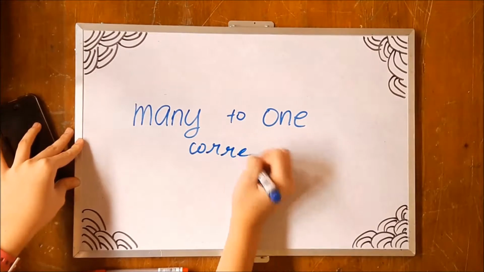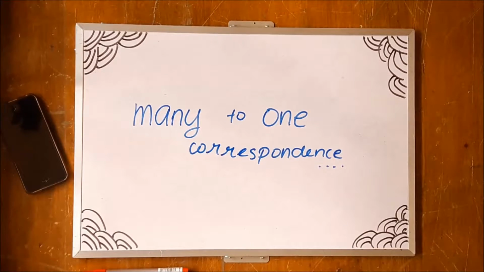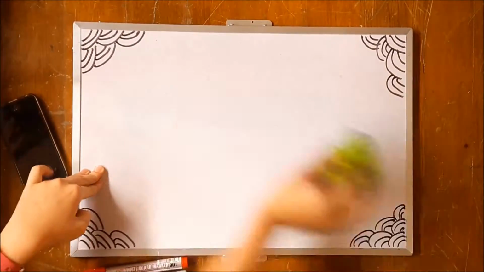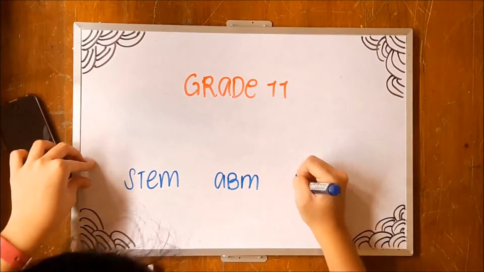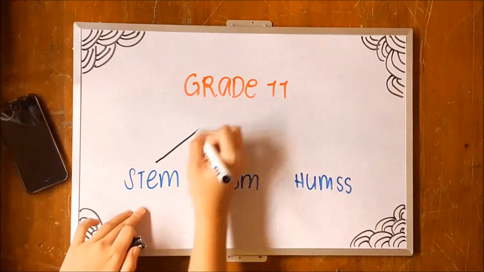Third is many-to-one correspondence, which assigns two or more elements to one element, and it is a function. For example, STEM, ABM, and HUMSS are a function of the Grade 11 strand.